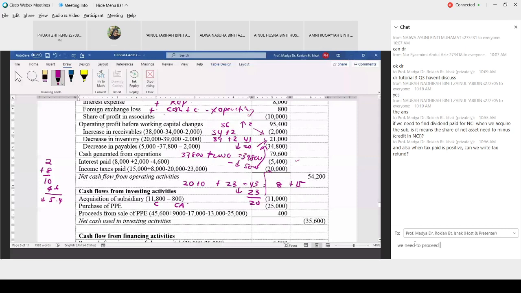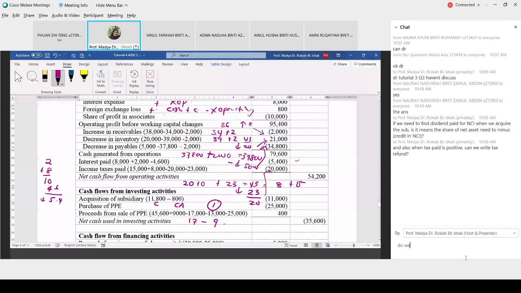So going to look at your PPE here. So your PPE, the one that you have here, ending balance here is 17. Okay, 17. And then you need to minus your depreciation, which is 9. Minus depreciation 9. And then you purchase another 25. Okay, and also you have a PPE here, another 13 from the one that you acquired. So altogether you're going to have 46.